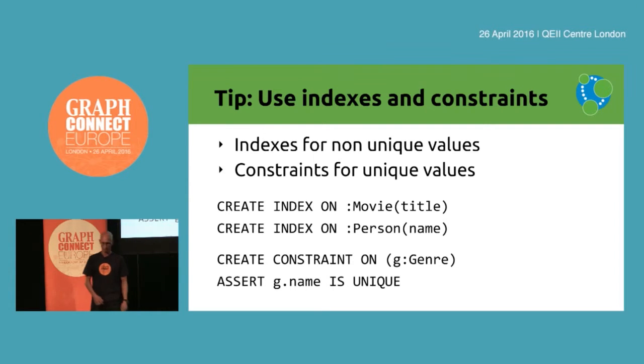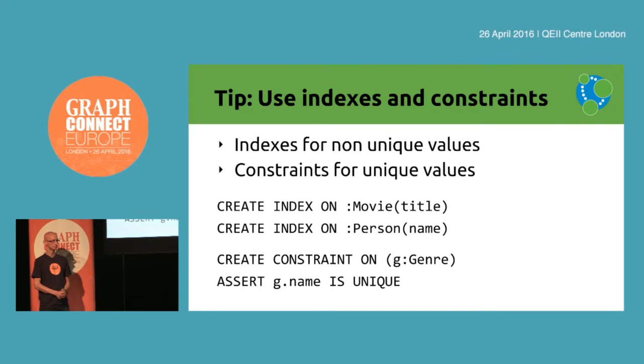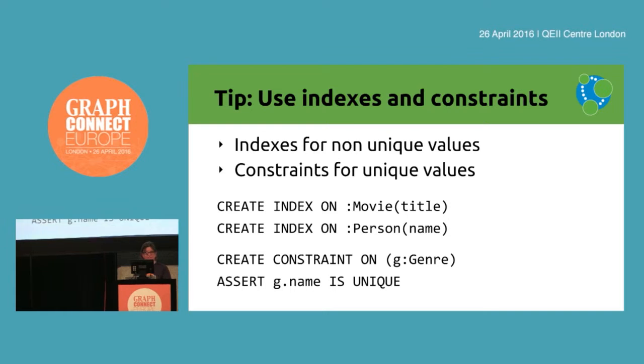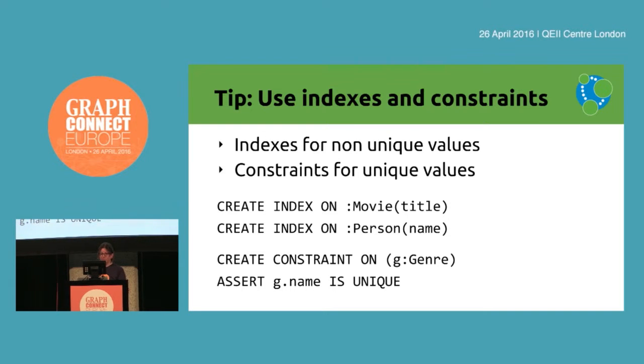Indeed. So the next item is indexes and constraints. So again, what we can actually do is create indexes for non-unique values, such as exemplified by the first 2 statements. So we create an index on all nodes labeled with the label movie, and we actually want to index the title property therein. And the second one is where we want to have a uniqueness constraint. So this is basically for all nodes labeled with genre. We want to assert that any name property that is assigned to such a node is unique throughout the database.